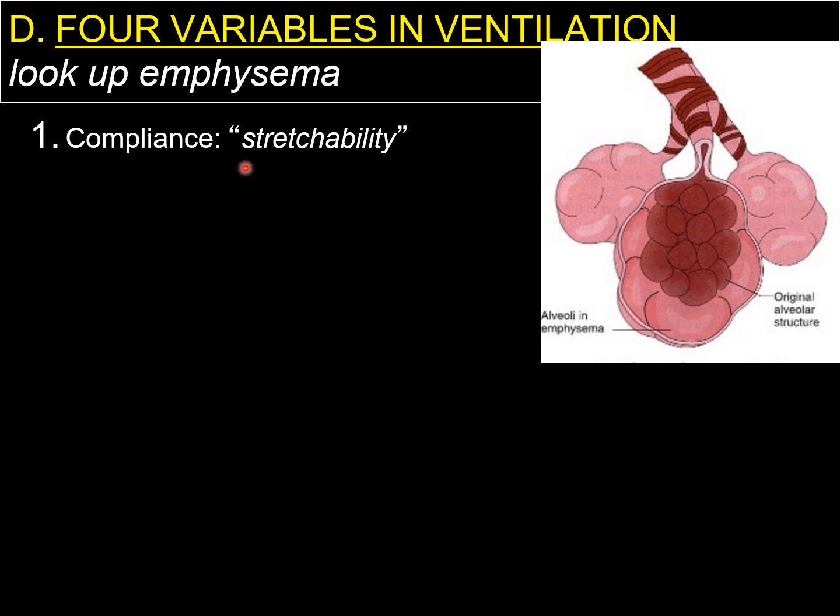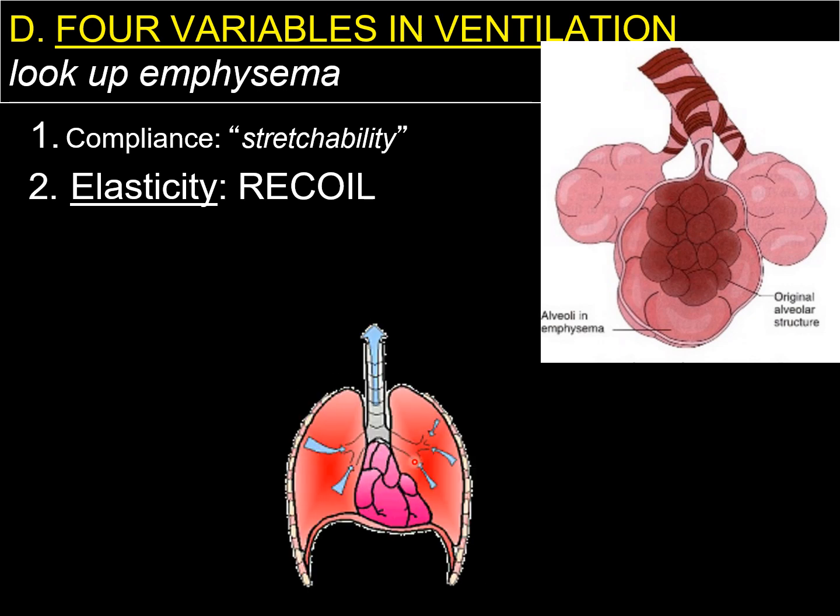So if compliance is the stretchability, the ability to comply to a change in volume, then we have elastance, or you could just say elasticity. They both mean the same thing. That's the ability to recoil, and that's due to the elastic connective tissue that's found in the alveolus. Even the muscles in the bronchioles can have a little bit of recoil as well. They contract ever so slightly during exhalation. So compliance is the ability to stretch, elasticity is the ability to return.